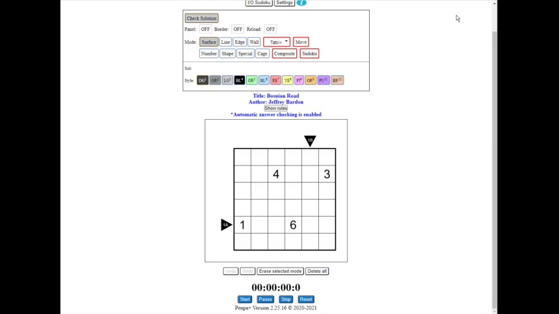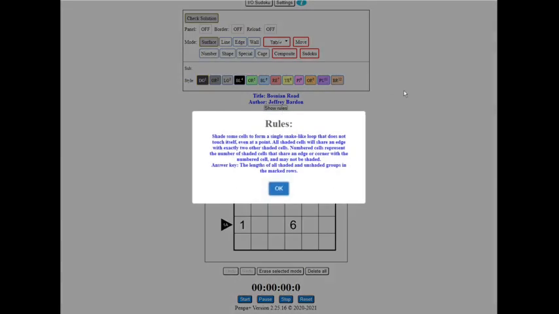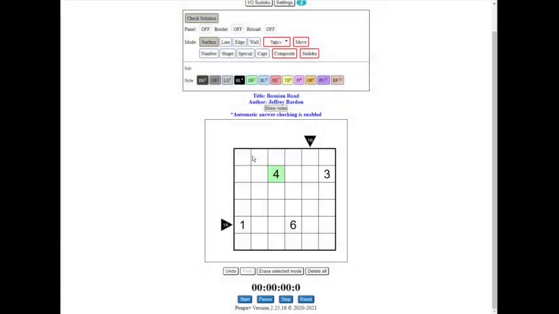Now this is a puzzle type that's a lot less common than a lot of other puzzle types in the contest. So the rules are to shade cells to form a single snake-like loop that doesn't touch itself even at a point. Another way of putting that, all shaded cells share an edge with 2 other shaded cells. And numbered cells may not be shaded and give the number of shaded cells in the surrounding up to 8 cells. Okay, so we have one snaky loop.